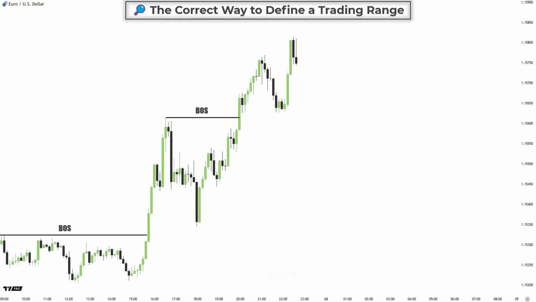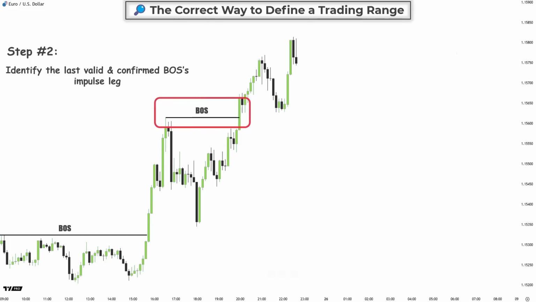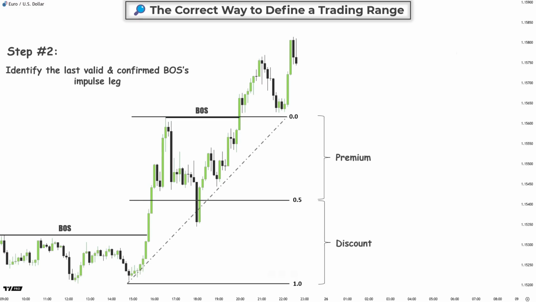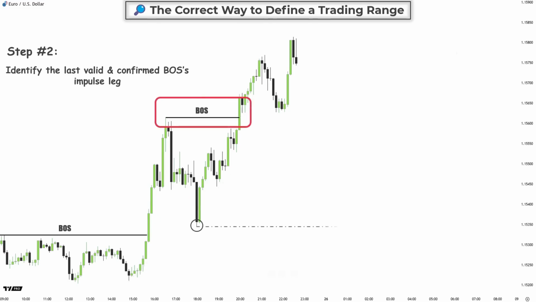To define a valid trading range, you must locate the last valid and confirmed break of structure impulse leg. For example, in this chart, this break of structure is valid because before the price pushed higher, it retraced into the discount area, tapping below the 50% Fibonacci level and triggering resting buy orders. Now we focus on the impulse expansion leg that caused this valid BOS.